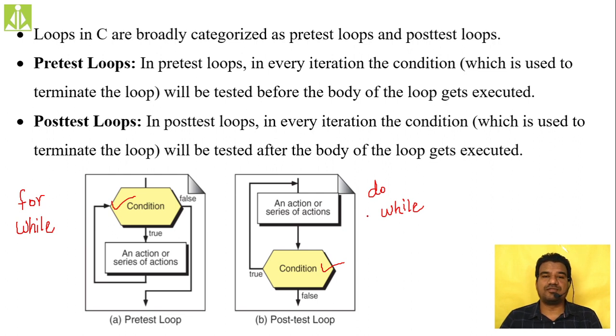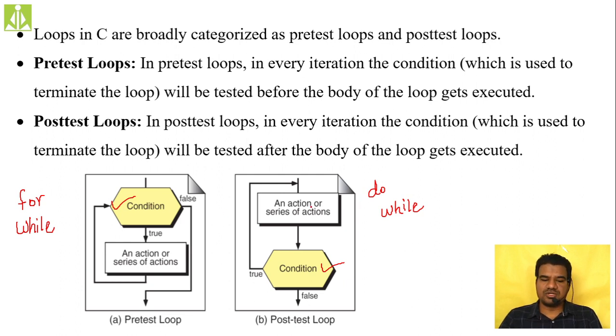Pre-test loops we have two in number: the first is the for loop and the second is the while loop. Post-test loops we have only one type, the do while loop. In pre-test loops, in every iteration, the condition will be tested before the body of the loop gets executed. So before entering the body itself, the condition will be tested.